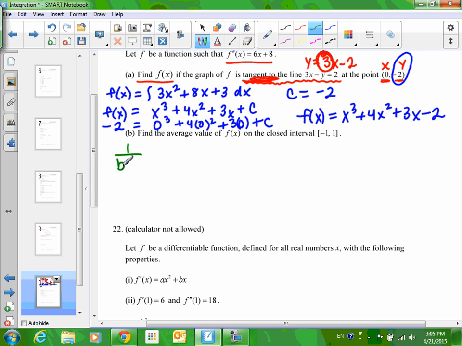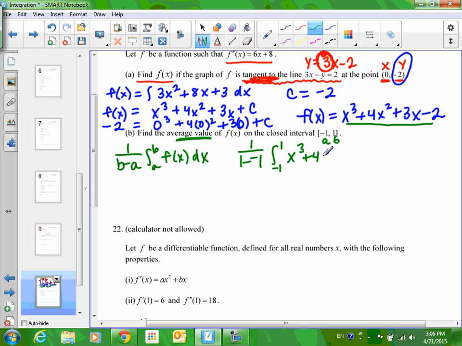All right, let's do part B. So one thing you guys gotta know is when you see this word average value, this is what it means. And that's on your yellow card. Or you need to add it to your yellow card. So in this particular problem, I need to go 1 minus -1, because here's A, here's B, times the integral from -1 to 1 of my f of x. So of x cubed plus 4x squared plus 3x minus 2. So we got to integrate this dang thing one more time. And I'm going to leave you to do that part. Have fun.